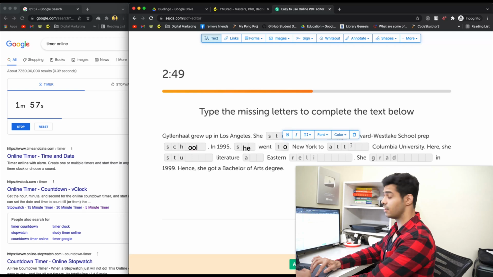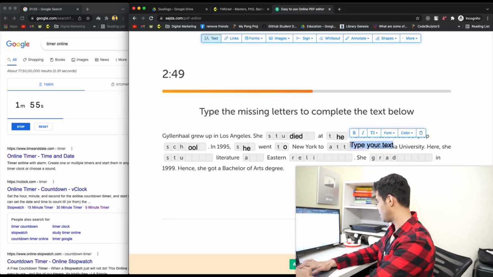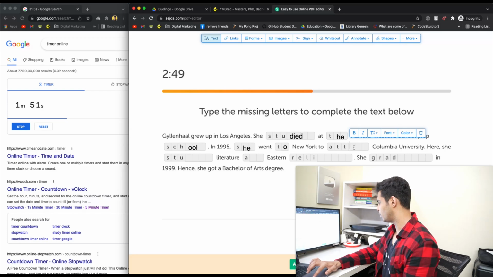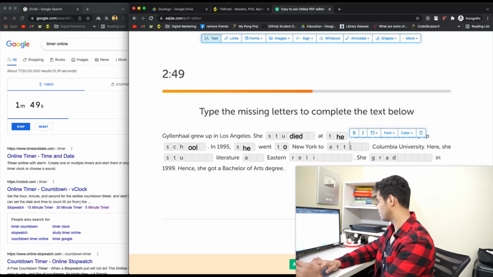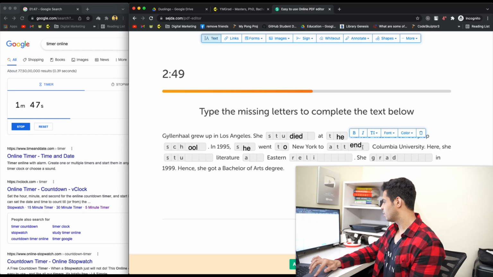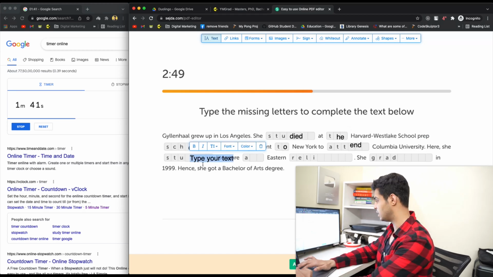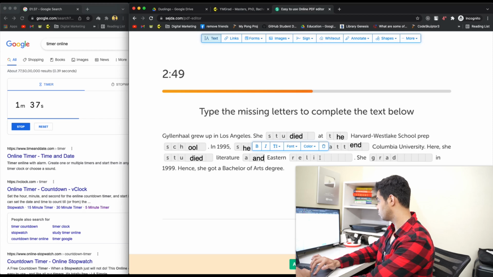attend, because you attend a university, right? Attend. Oh, no, I cannot put in so many words over here. Sorry, my bad. Attend, Columbia University. Here she studied, again in the past tense. I'm going to continue that. Studied literature and Eastern blank.